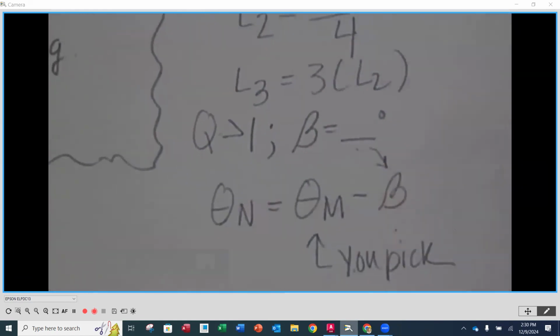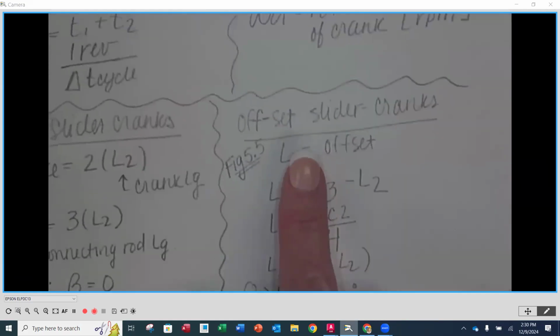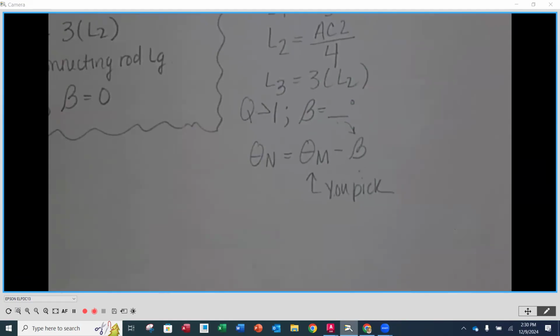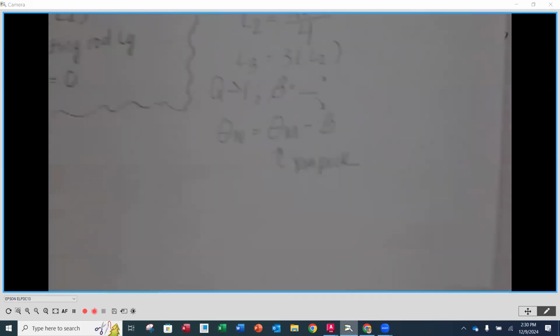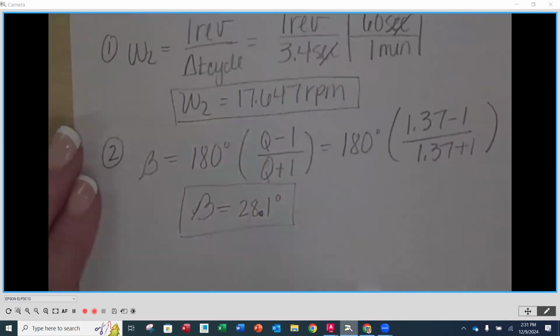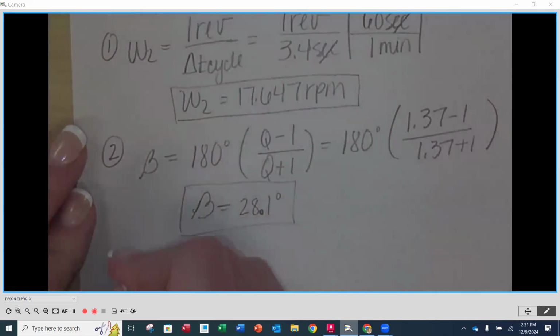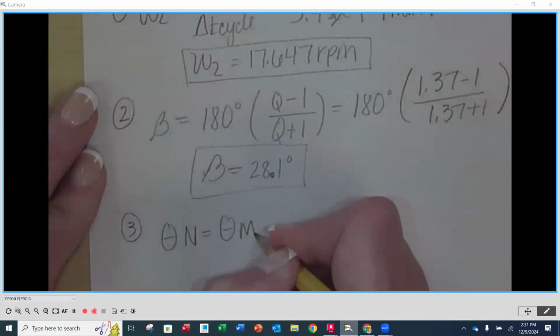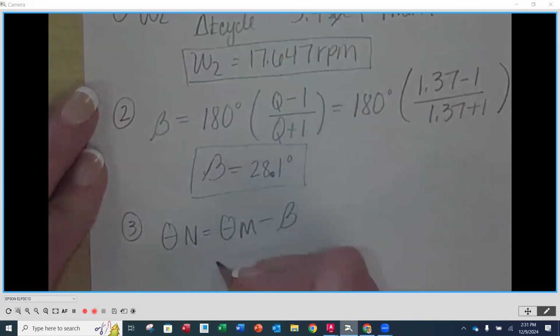from the bottom of this section where I've got the offset slider crank, theta n is going to be equal to theta m, which was the 45 degrees that I just picked, minus my beta. And I calculated beta to be 28.1. So my step number 3 here, I'm going to use theta n equal to theta m minus beta. So this is going to be 45 degrees minus 28.1.